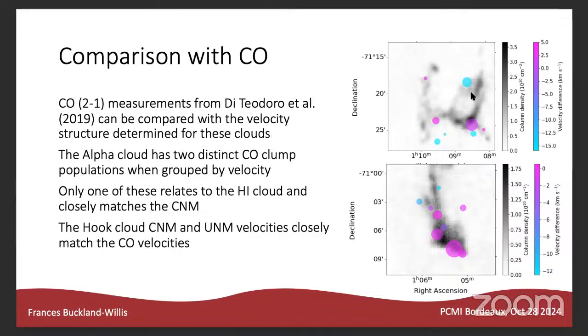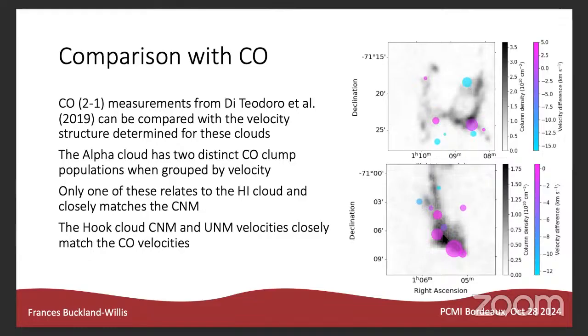And we see for the alpha cloud that out of the 8 clumps that were detected in the field, 4 of them align very well with our CNM velocities that we derived from the Rosa fits within a few channels, a few kilometers per second. There's this unrelated group in the blue, and that doesn't really align with any HI. So that's a little bit of a mystery that we haven't solved yet.